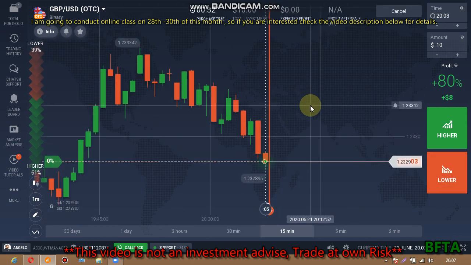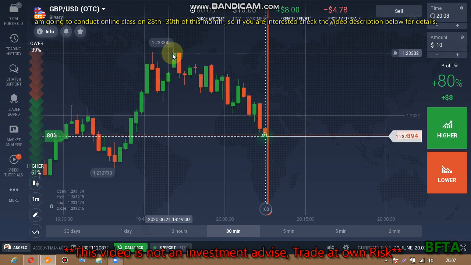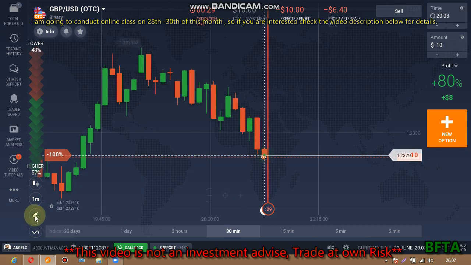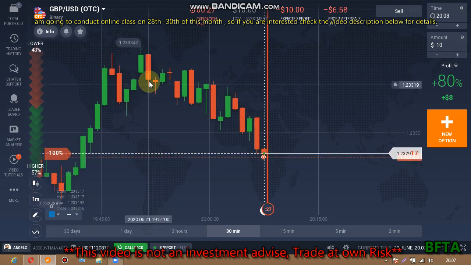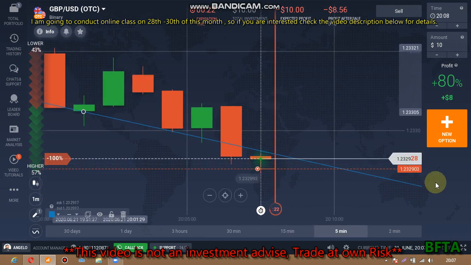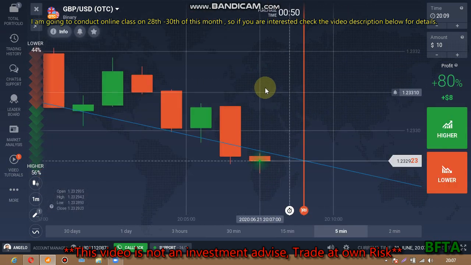I'm going to place a put option because I can see a downtrend and the bearish engulfing. And again, I think it broke this level. It broke the level, so sellers will still enter again on the next candle.